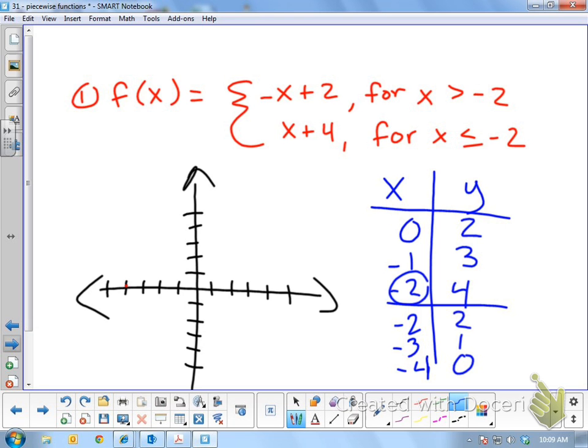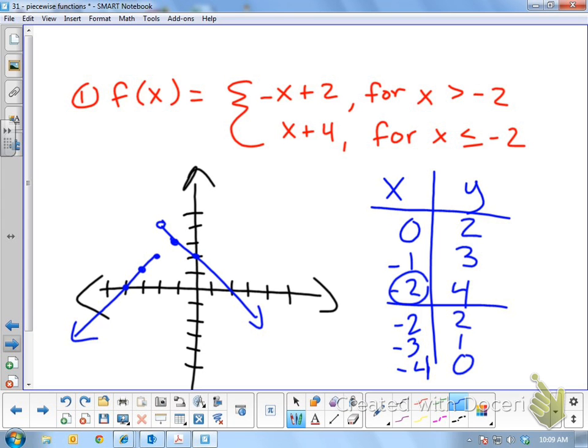Then we plot our points. Our point first was 0, 2. Second point was -1, 3. Third point is -2, 4. That's where our hole goes on our graph. And when we draw our line, we always go from that key point. That key point was -2. So if I start at the point -2, 4 and I draw my line so that I can go through those points, it'll go to the right. Then we graph the other points. -2, 2. -3, 1. -4, 0. Start from the key point and go through the other dots.